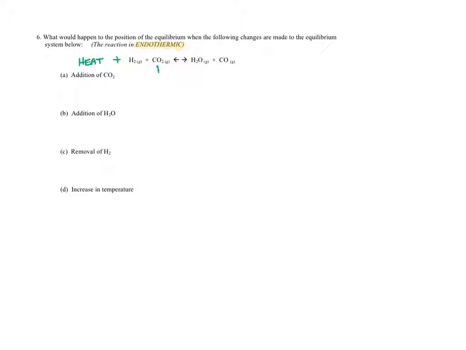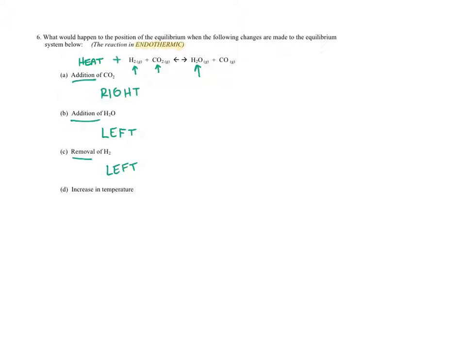So addition of CO2 right here. When you add, it shifts away. So in this case, it's going to shift right towards the products. It's going to shift away from the CO2 side. Addition of H2O. H2O now is a product. Again, you're adding. So again, it's going to shift away to the left. Now you're going to do H2, but you're going to do removal. So you're doing opposite. H2 is taken away. It's decreased. So it's going to shift towards, which again is to the left.